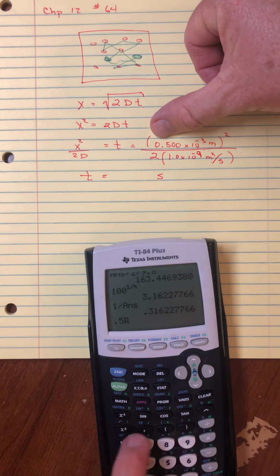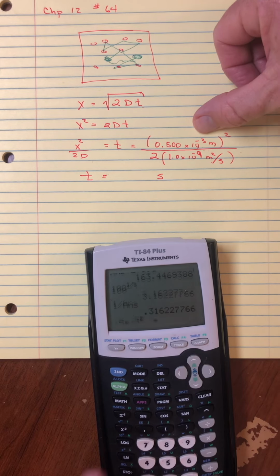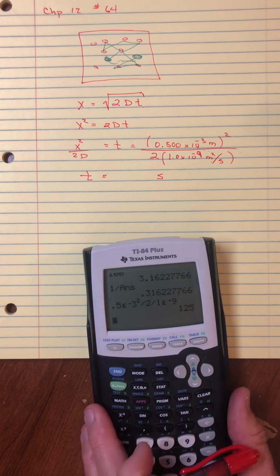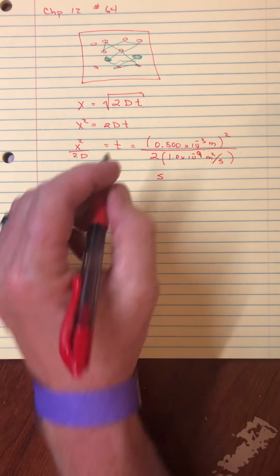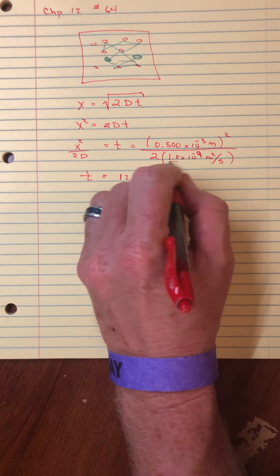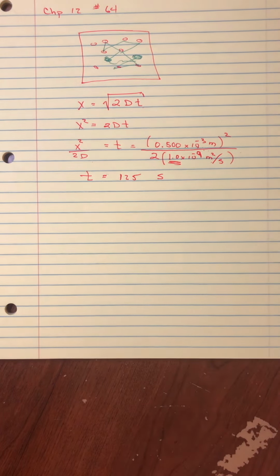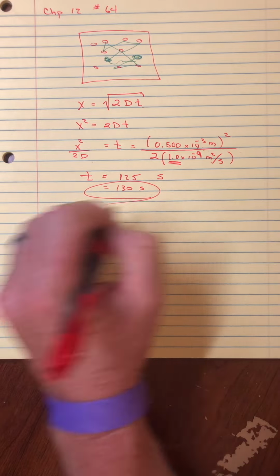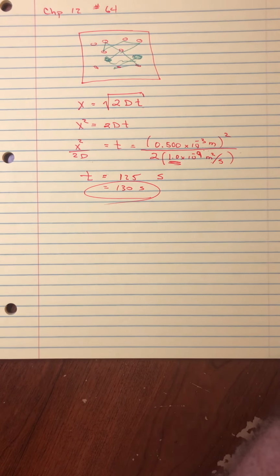So 0.5 times 10 to the negative 3 squared in the numerator, divided by 2, also divided by 1 times 10 to the negative 9. And so this is about 125 seconds. I guess I might ask about significant figures. I think I had two, so if we wanted to call it 130 seconds, that would probably be better. Anyways, there's the time. All right, nothing fancy there.